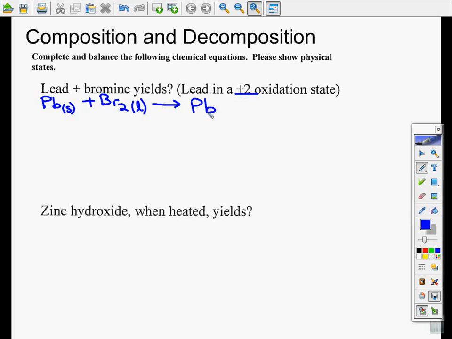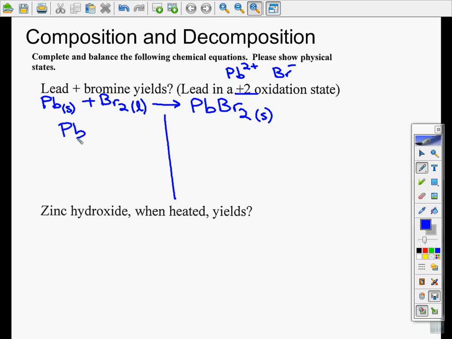So remember, when bromine goes to be an ion, we're going to have a lead 2+, and the bromine is going to have a negative charge. So we need two bromines, Br2. And this is going to be an ionic compound, so we can write it as a solid. Now when we do this, let's go ahead and see if things are balanced.